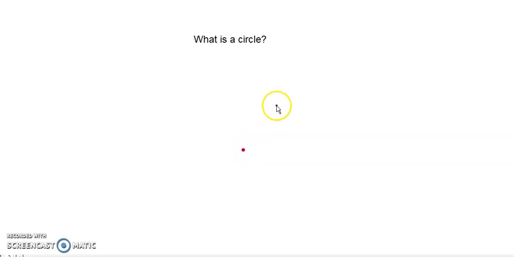So then you pick a distance and you say, okay, all the points that are the same distance around from this point. So all these points, and I'm not doing a very good job here, are the same distance from this center. And that's what a circle is. It's the set of all points that are equidistant from a center point.